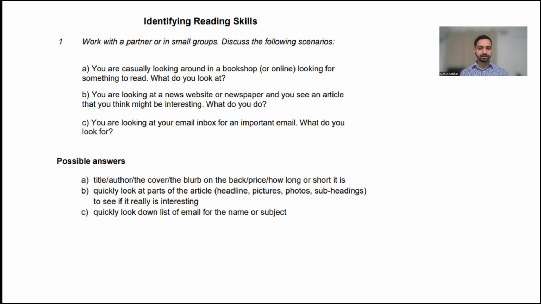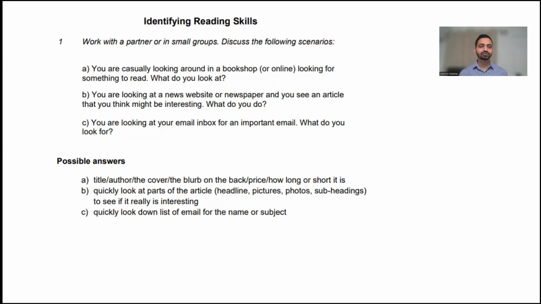On the back, you look at the price, how long or how short your intended reading book is. Question number 2: you are looking at a news website or newspaper and you see an article that you think might be interesting. What do you do? Quickly look at parts of the article, headline, pictures, photos, subheadings, to see if it really is interesting. So if, for example, you're looking at a newspaper, obviously you'll be looking at pictures, headlines and all these kinds of things before you read the whole article, right? So that's the main starting point of reading an article.